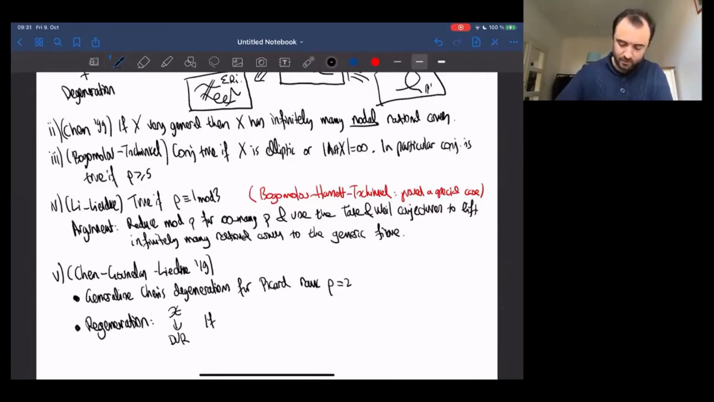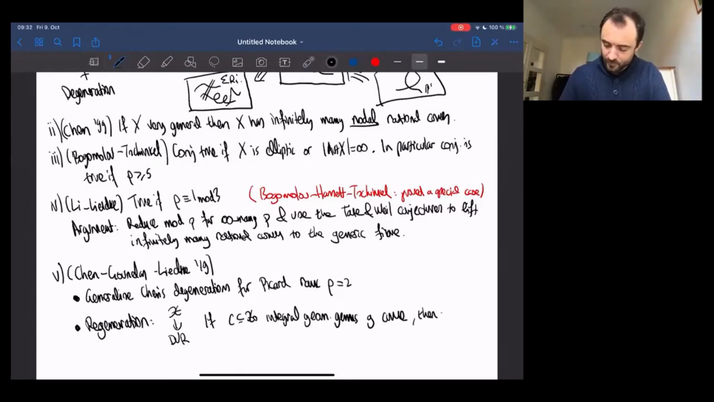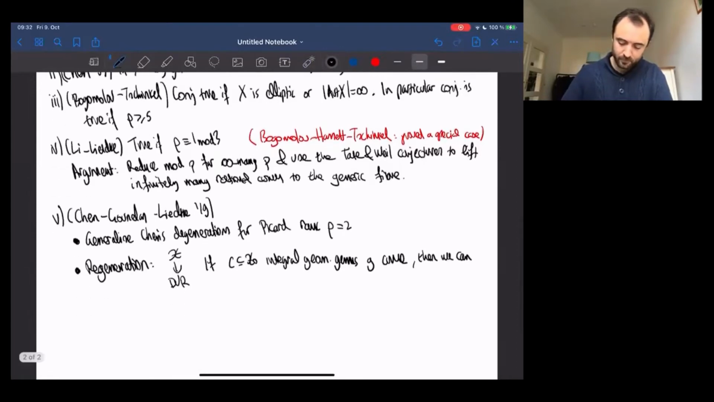And let me just write it down. If C inside X_0 is an integral, by this I mean just reduced and irreducible, geometric genus G curve, then we can, and this is the theorem, regenerate it to X_eta bar after adding some rational curves.